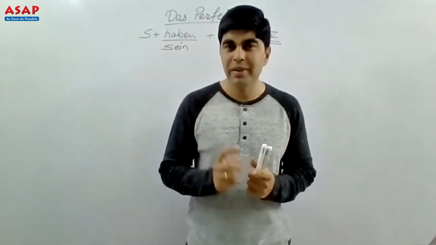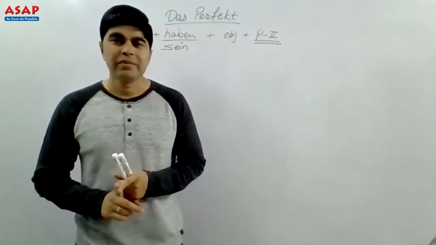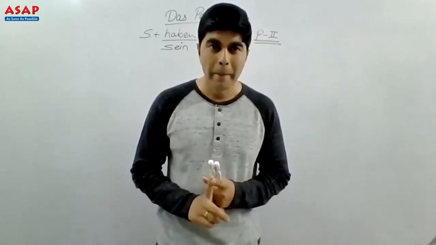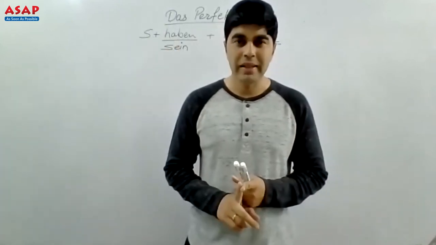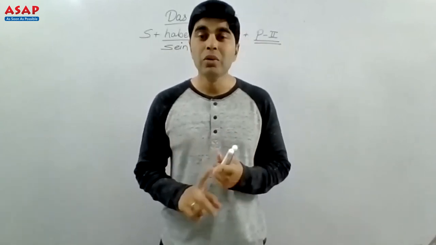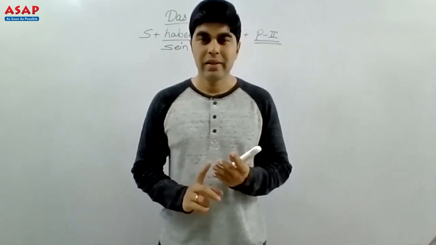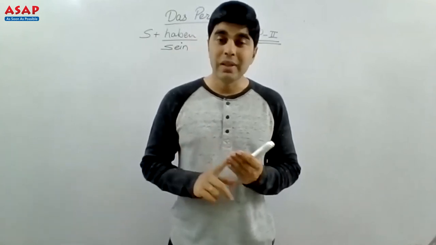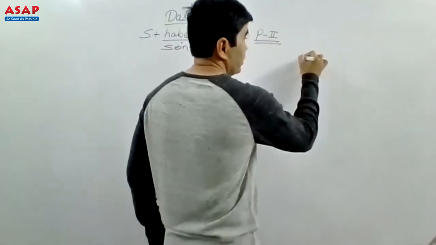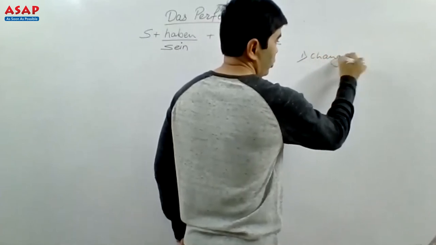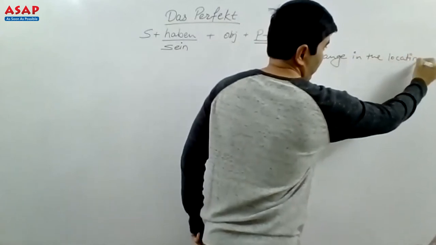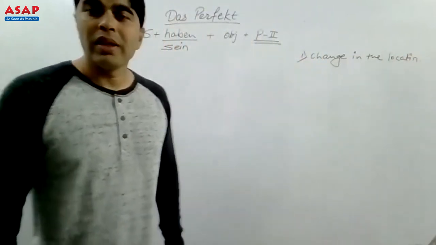Can you tell me any verb that shows change in the location? Go. To go, right. To go, to come, to travel, to fly, to migrate, move, shift, right? These verbs take sein as a helping verb. So first, verbs that show change in the location.